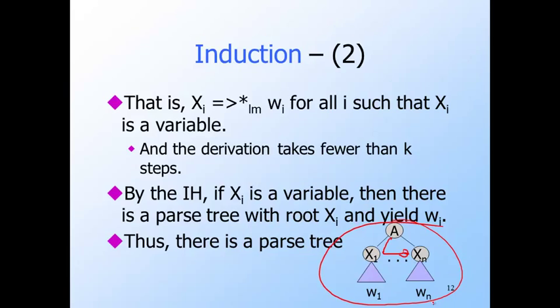That is, string w is w1 through wn. All these strings are derived left to right in that order. This proves the inductive step, and we conclude that there is a leftmost derivation of w from A. Then there is a parse tree with root A and a yield w.